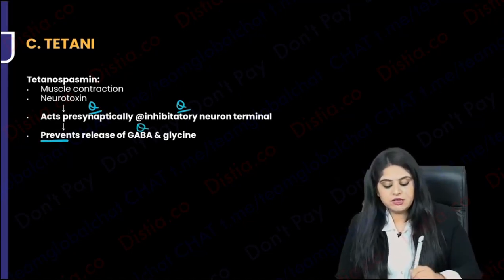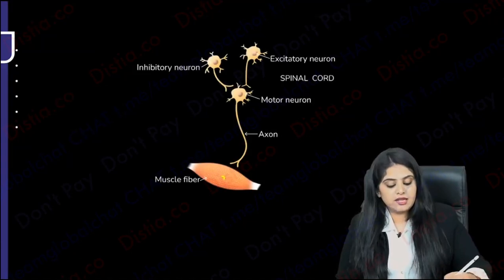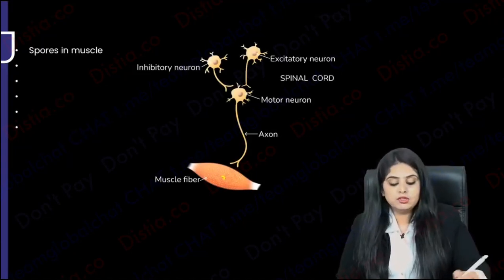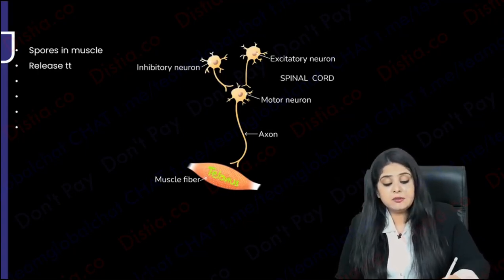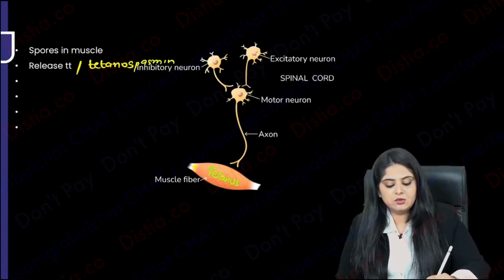Okay. Now, first let me show you this particular diagram. So, what has happened over here? Where have the spores gone? The spores have gone in the muscle. So this is our tetanus, which has gone in the muscle after some kind of injury. After that, what is it going to release? TT. TT means what? Tetanolysin, tetanospasmin. What is the worrisome thing for me? It is going to be tetanospasmin, of course. So, it has released TT, that is tetanospasmin.